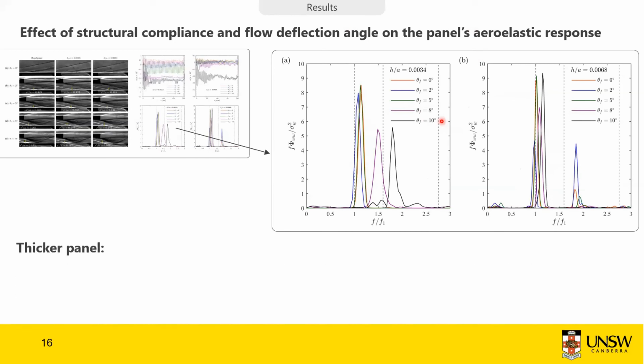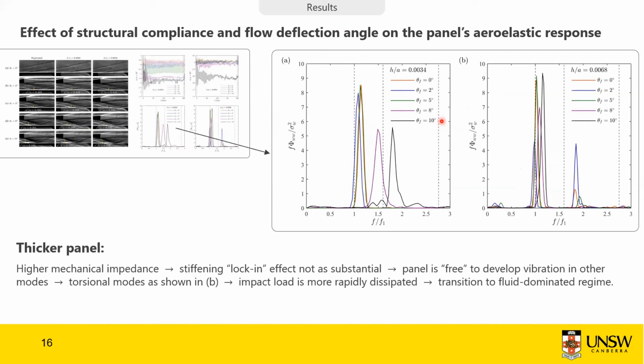On the other hand, for the thicker panel, where we have higher mechanical impedance, we can observe that the stiffening lock-in effect is not as substantial. It's not predominant. So basically, since that stiffening effect is not as strong, the panel is more free to develop vibration in other modes. And then we can see that actually torsional modes are present. We can see here in the blue, red, and green curves, the development of torsional modes.